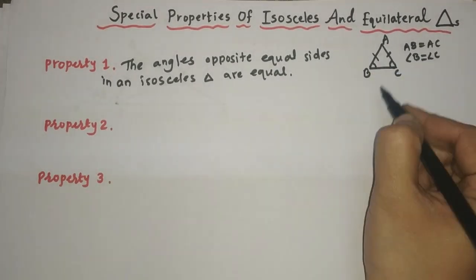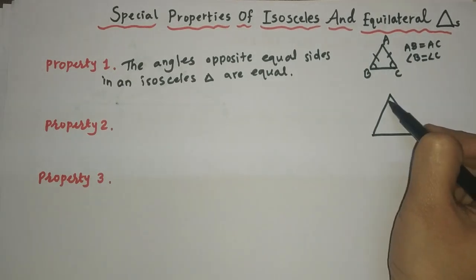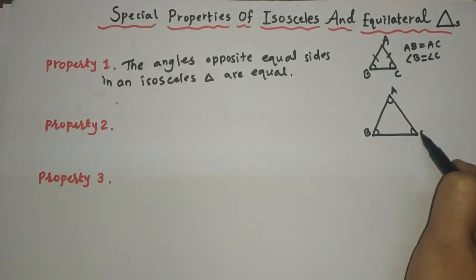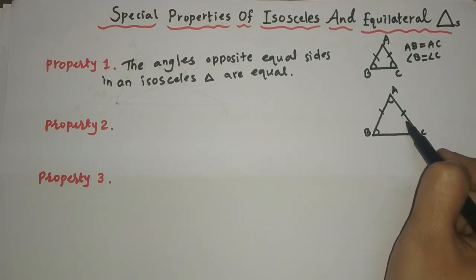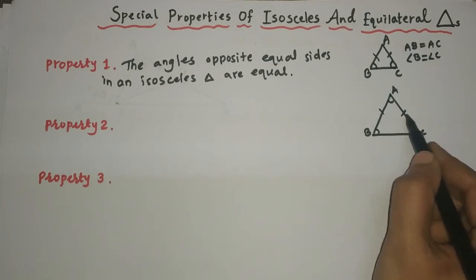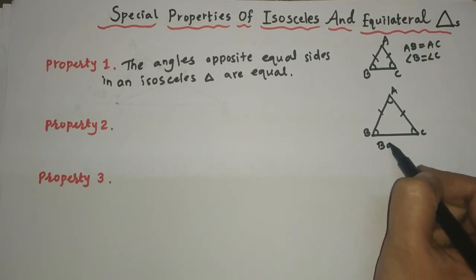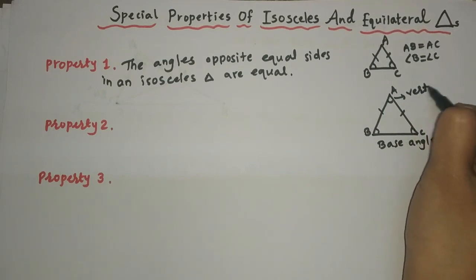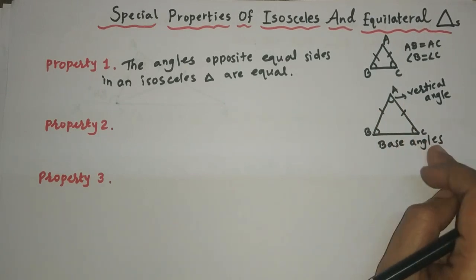Next property: suppose this is a triangle. This angle we name angle A, this is angle B, this is angle C. Suppose this is the isosceles triangle, and these two sides are equal. We have special names for these angles. These opposite angles, opposite to the equal sides, we call base angles. And this is the vertical angle.